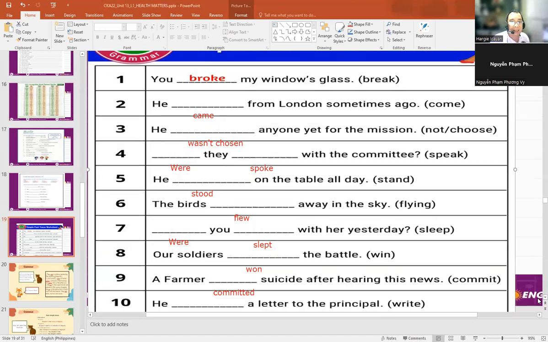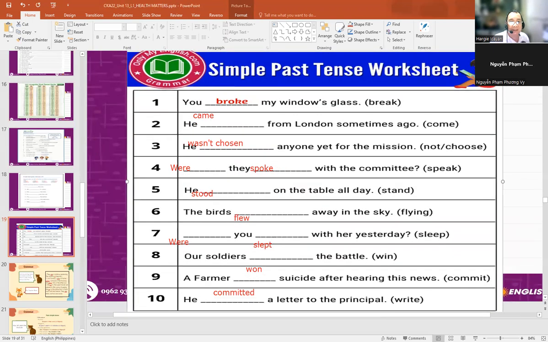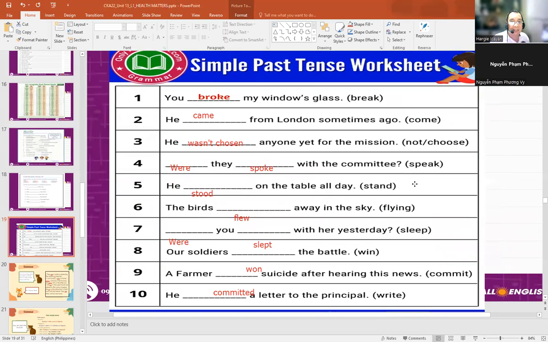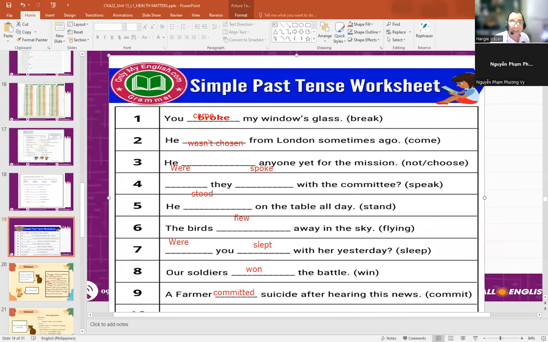the last one is he blank a letter to the principal. So the word is write. So he wrote. Yes. So the past form or past tense of write is wrote. So therefore, it's wrote. Okay? So that is it.